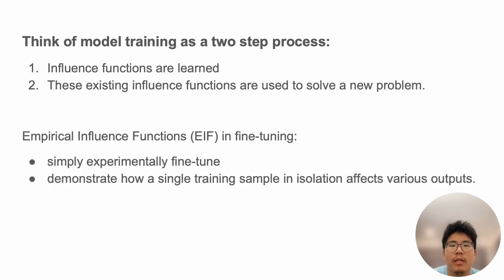And from a dataset perspective, the empirical influence function, EIF, helps us to see how fine-tuning a model is influenced by a single training sample. By adjusting the model and observing the impact of one data point, we can better understand how individual inputs affect the model's predictions. This is essentially useful for fine-tuning and improving the model's performance on very specific tasks.